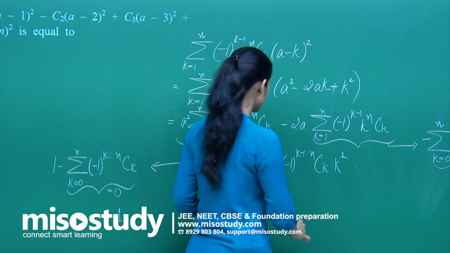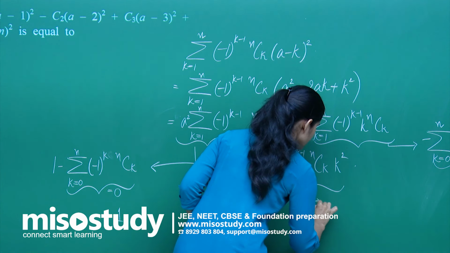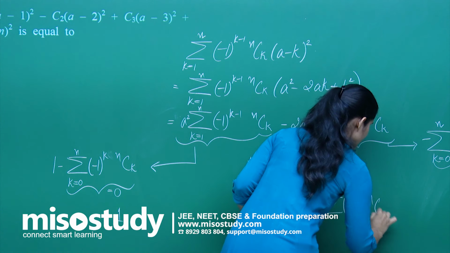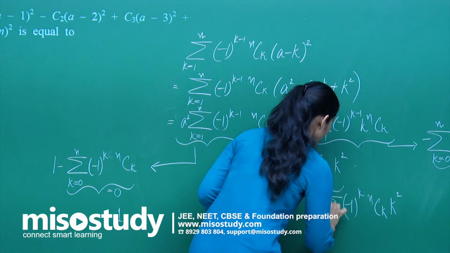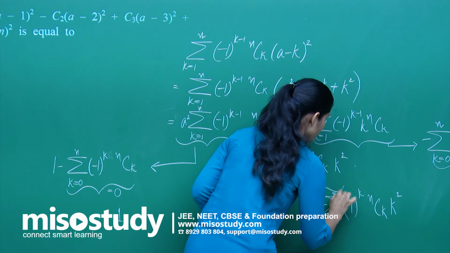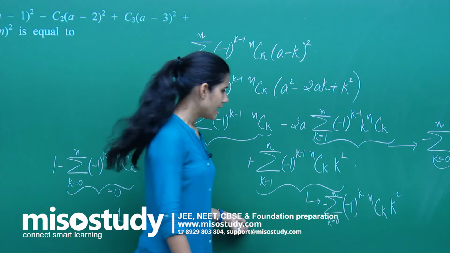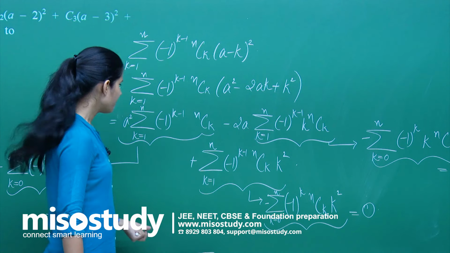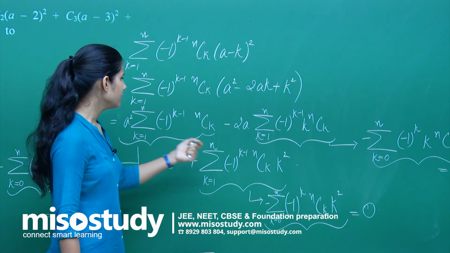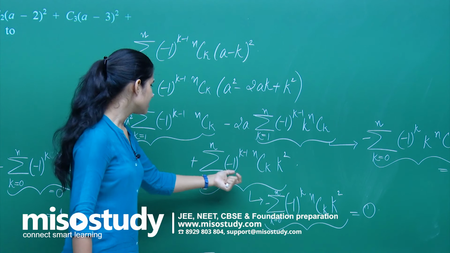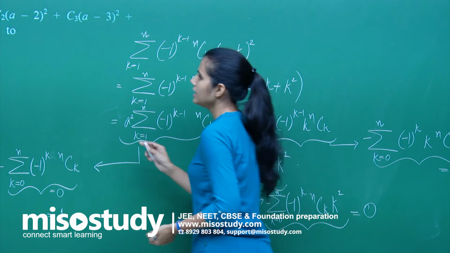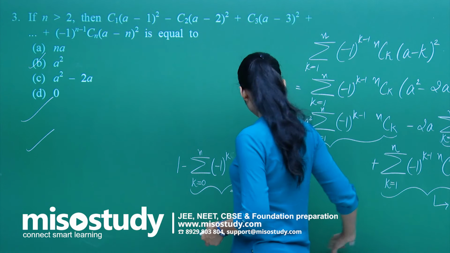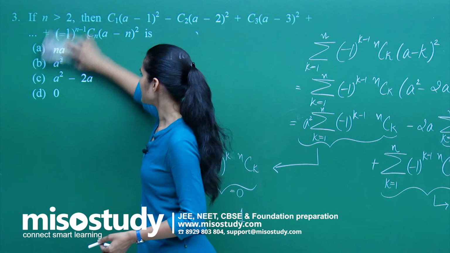Fine. After this, when I talk about this summation, this again can be written as summation minus 1 to the power k nck into k square with a minus sign outside because I am taking k from 0 to n. And this again is equal to 0. So you are basically getting a square into 1 minus 2a into 0 plus 0. So you basically get a square into 1, and therefore the answer turns out to be a square.